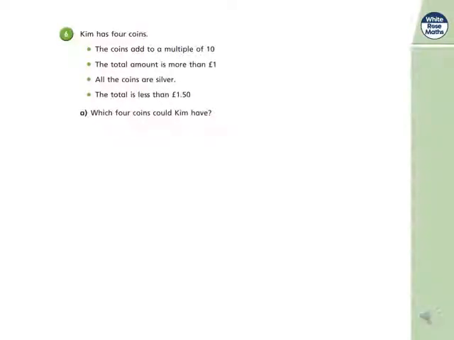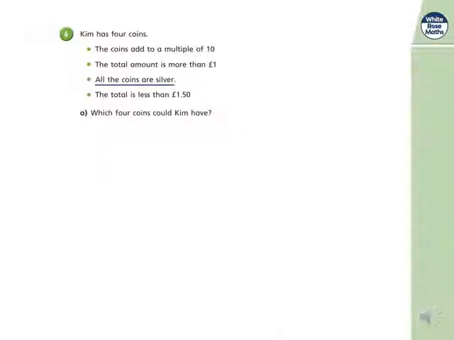So let's have a look at the problem. It says Kim has 4 coins. The coins add to a multiple of 10. The total amount is more than £1. All the coins are silver. The total is less than £1.50. Which 4 coins could Kim have? So there were more than one possibility, and you had to see if you could find all of those possibilities.